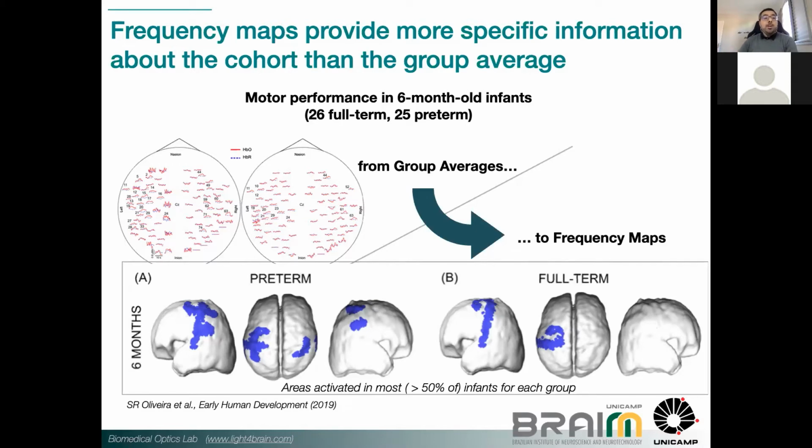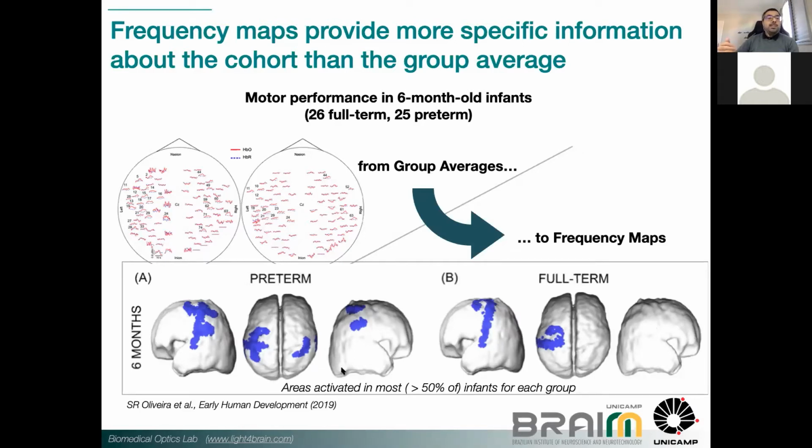And then you actually have more useful information about the individuals in the group than the group average itself, right? So in this example, we are showing the same data, but as frequency maps of the babies and the regions that were activated in at least half or more of the babies, right? And then you can start seeing that, although there is a bilateral activation in the group, most of the full terms don't have the ipsilateral activation, right? But most of the preterms do have an ipsilateral activation there.